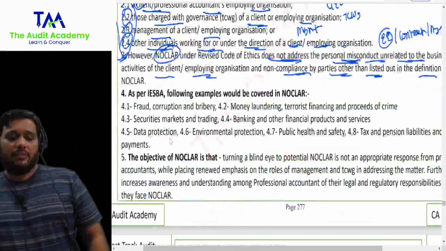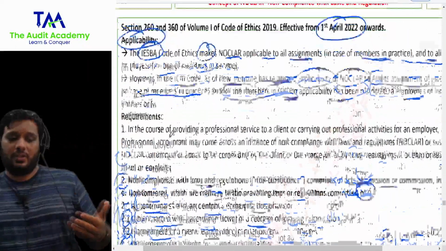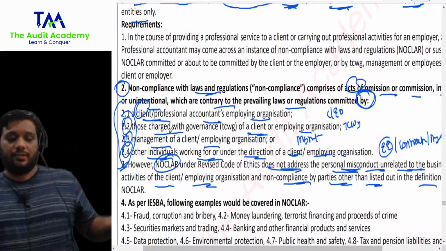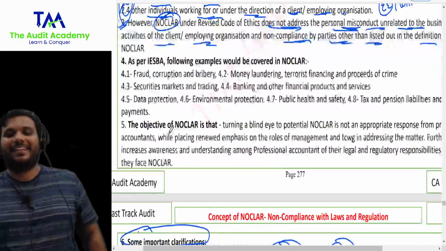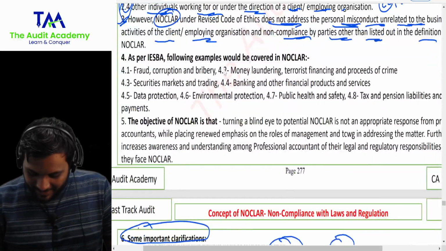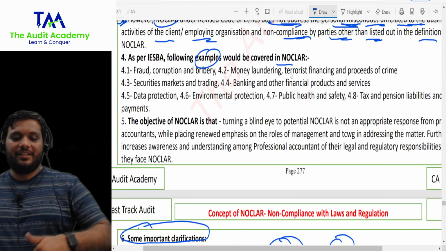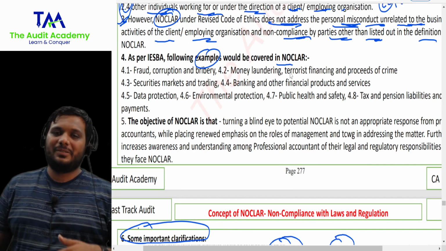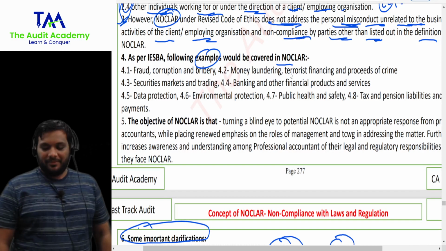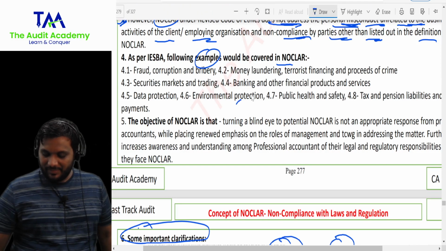All right, now the points that I have not touched, you may think that he has written it in the notes but is not touching it. Come on, they have just given some examples of what would be covered in NOCLAR. Everyone is aware of this, we see it in media every day. You can just go through these examples.